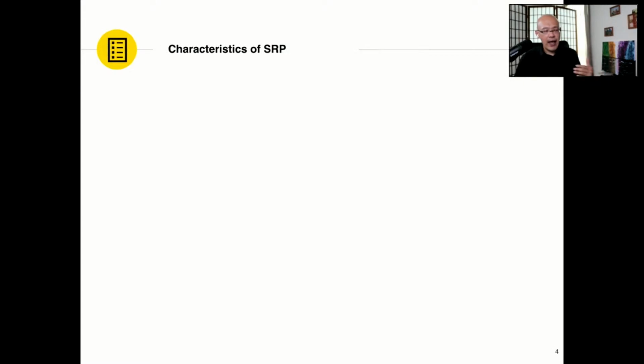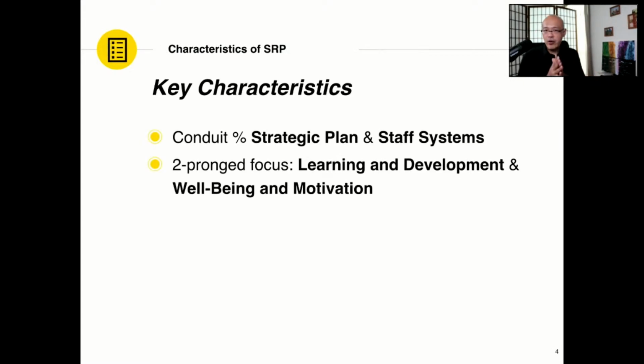Now let's take a look at characteristic number two. In a good staff resource plan, you must always have two prongs. What I mean by two prongs is as follows. Imagine if your staff resource plan is only focused on equipping your teachers with the necessary skill sets to be able to perform effectively in the classroom, and that's all you are concerned with. What that is saying is, I just want you to be able to do your job, but I really do not care about your well-being.